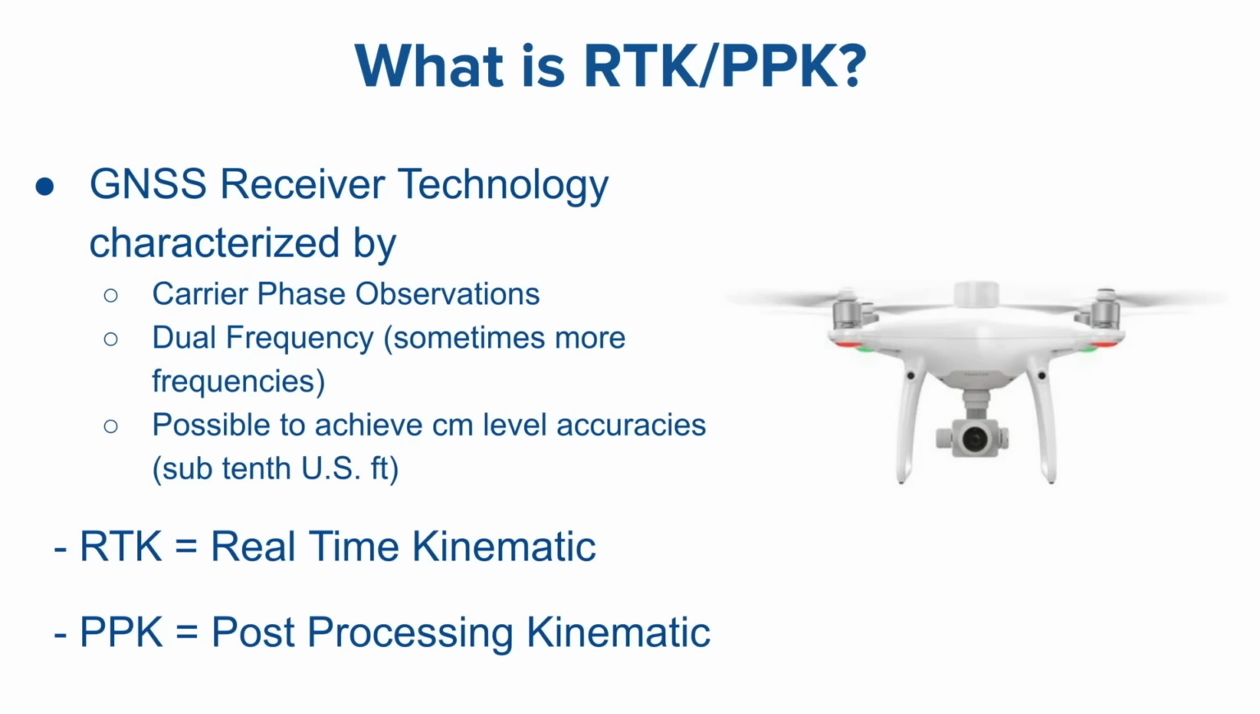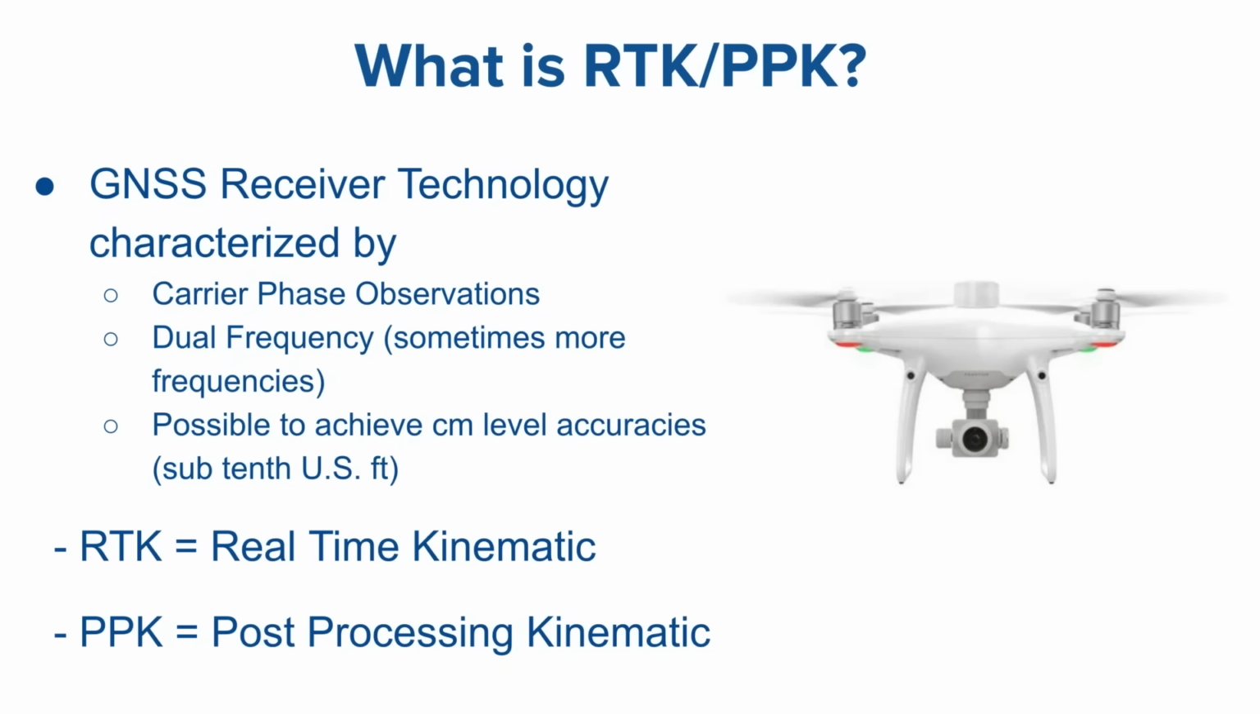To do that, you need to be recording dual frequency observations. You want multiple frequencies to help resolve some of the GPS ambiguities, and you also need carrier phase observations. But if you have one of these dual frequency receivers, it's possible to achieve centimeter level relative accuracies. RTK stands for real-time kinematic, and PPK stands for post-processing kinematic.